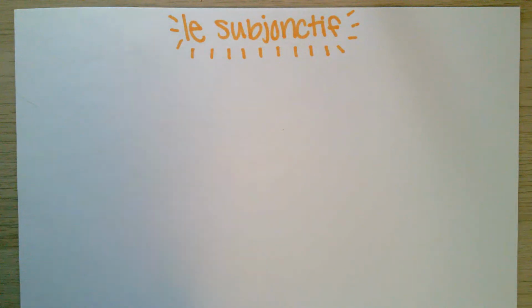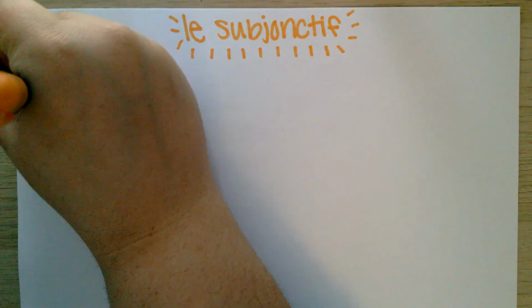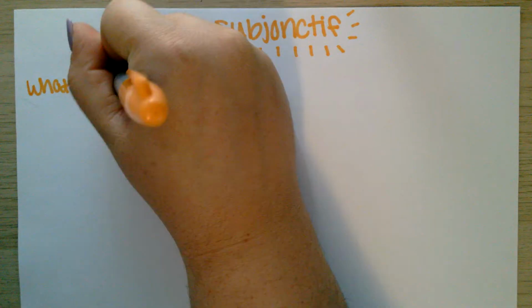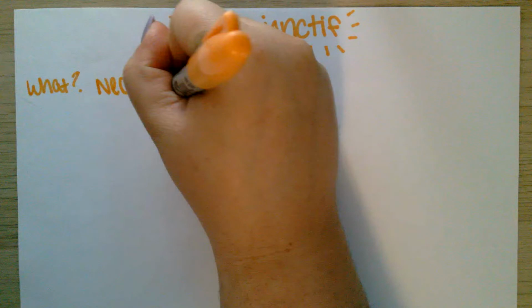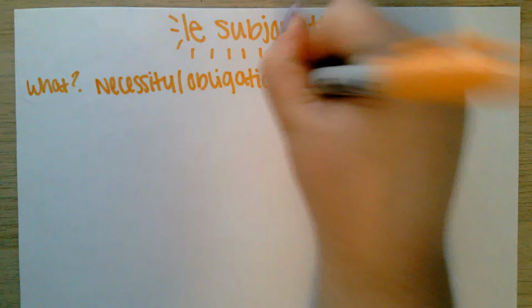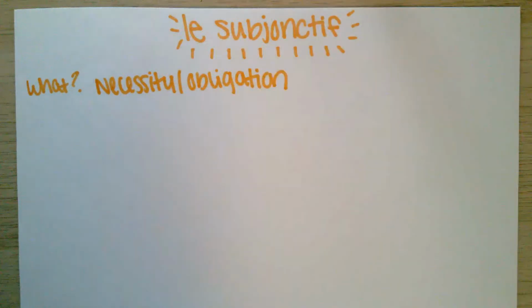This is an upper level tense in French 3, 4, 5, but it's actually a pretty easy tense to learn. So let's just dive right in and start talking about what the subjunctive is and how we form it. The subjunctive is used when you're talking about necessity and obligation, meaning you have to do something or it's necessary that this happens.